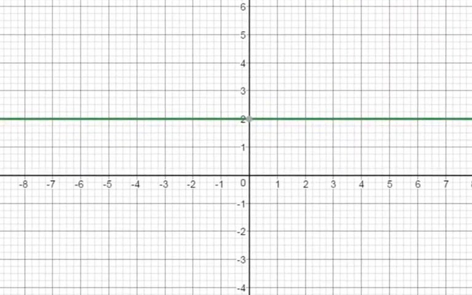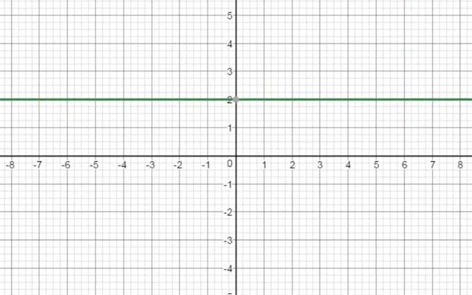I want you to pick any 2 points on this horizontal line. I'm randomly going to choose this point, and I'm randomly going to choose another point. I want to write down the coordinates of this point. This point is 1, 2, and the coordinate of this other point is 4, 2.